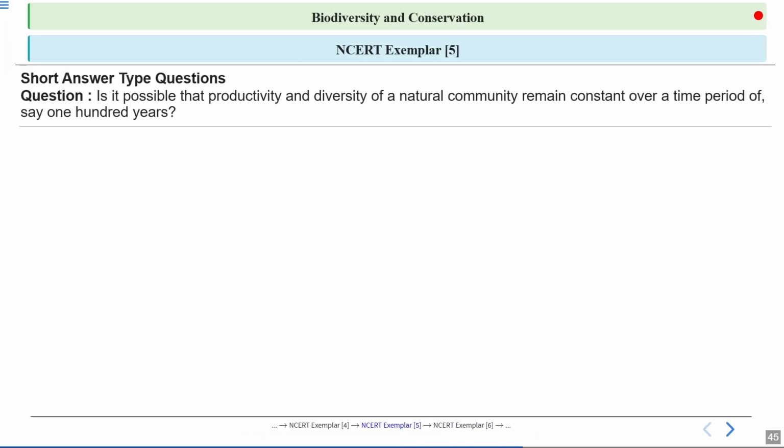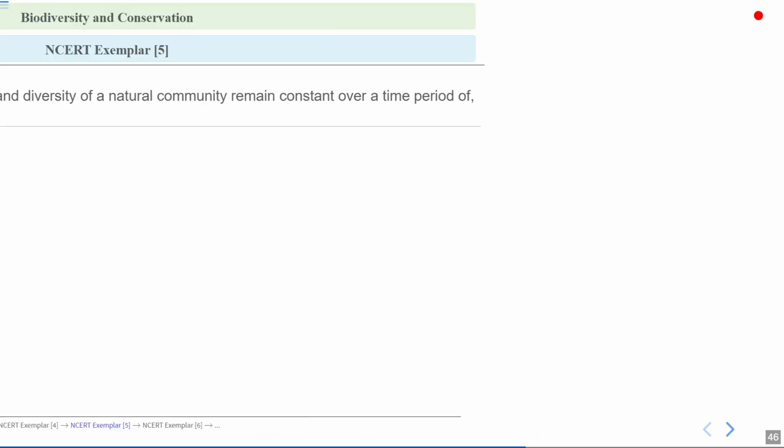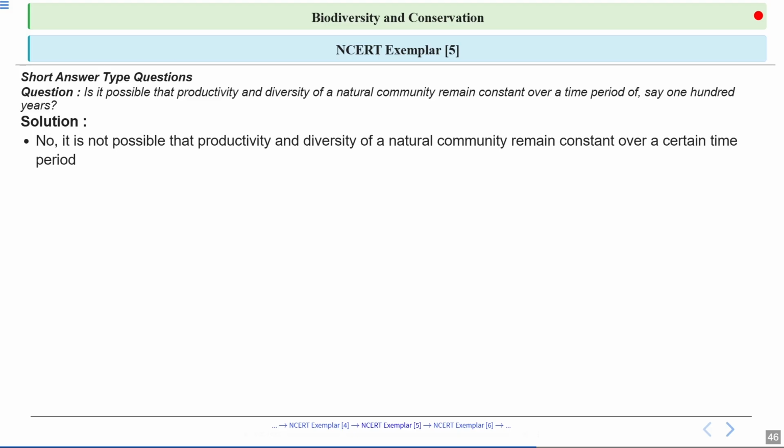Next question: is it possible that productivity and diversity of a natural community remain constant over a time period of, say, 100 years? Let's have a look at the answer. So no, it is not possible that productivity and diversity of a natural community remain constant over a certain period of time. Let's have a look at the reasons.